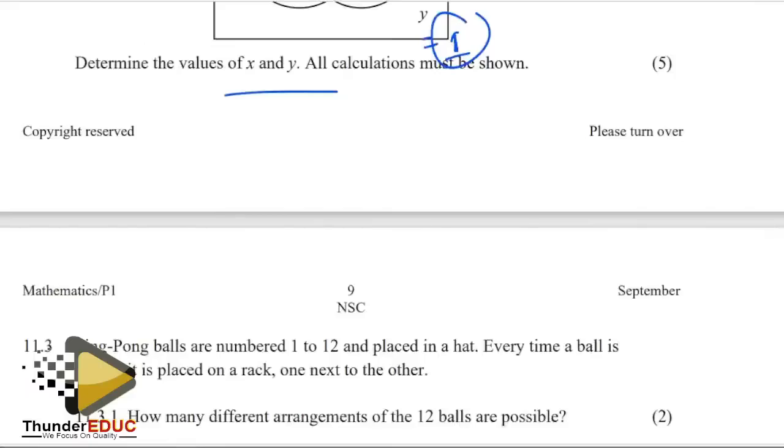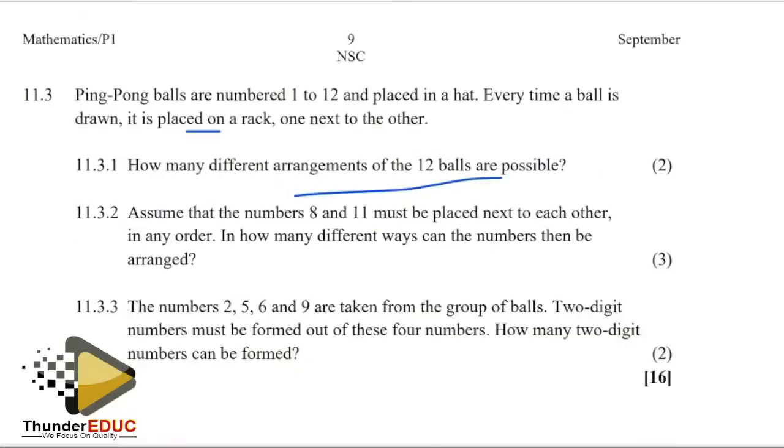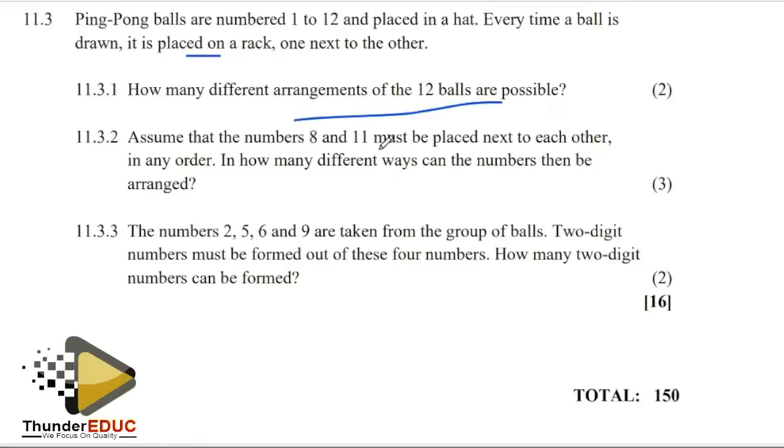Then question 11.3: ping pong balls numbered 1 to 12 are placed in a hat. Every time a ball is thrown, it is placed on a rack, one next to the other. How many different arrangements can the 12 balls be obtained in? So that is 12 factorial. They are telling us to assume that the numbers 8 and 11 must be placed next to each other. So these ones are going to move together as a single block. In how many ways can the numbers be arranged? So treat this like one block, and then you recalculate that.